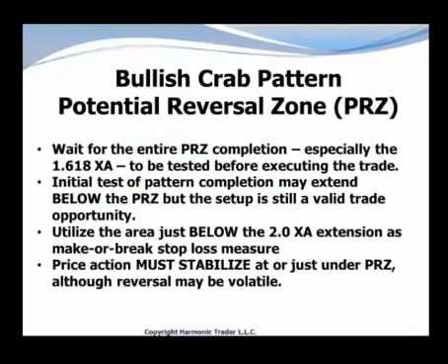So we want to utilize that area just below the 2.0 XA extension as the stop loss measure. Now for the bullish crab, we're looking for price action that must stabilize at or just under the PRZ. And again, we must have that expectation of volatile behavior. But as long as we don't exceed that 2.0 and we see the change in the character of the price action, we do have a valid structure.